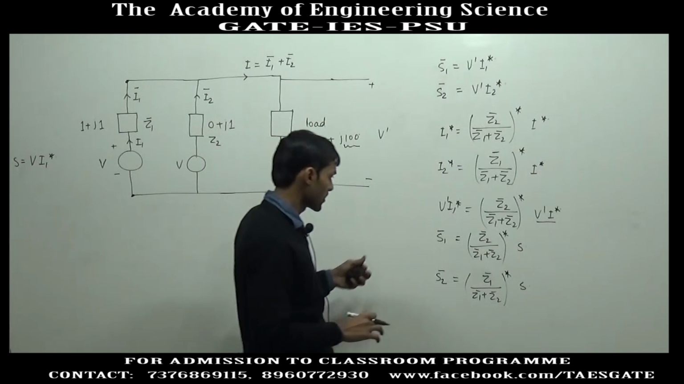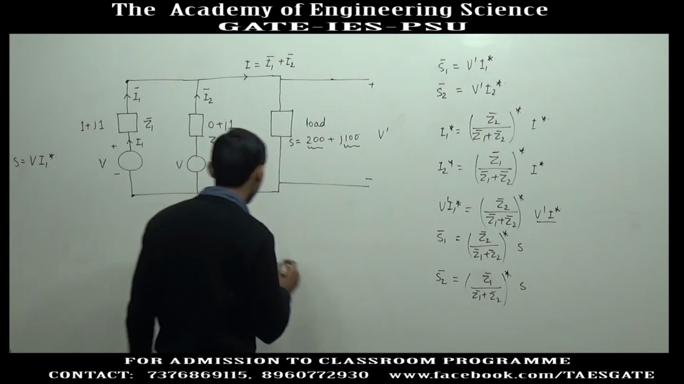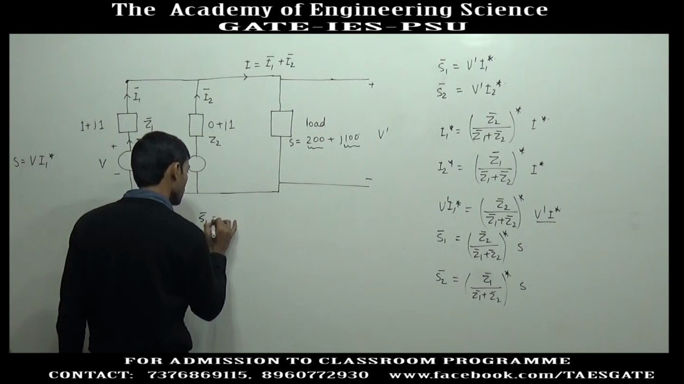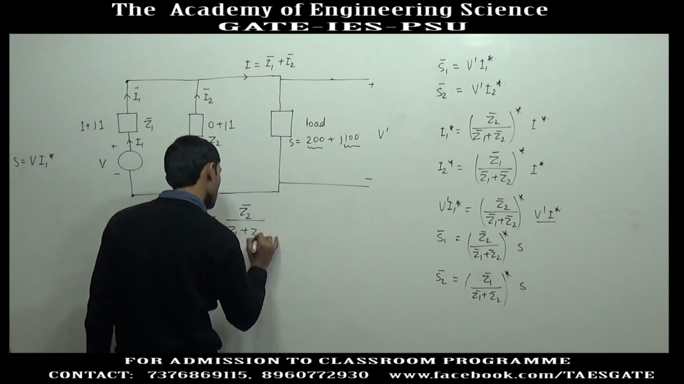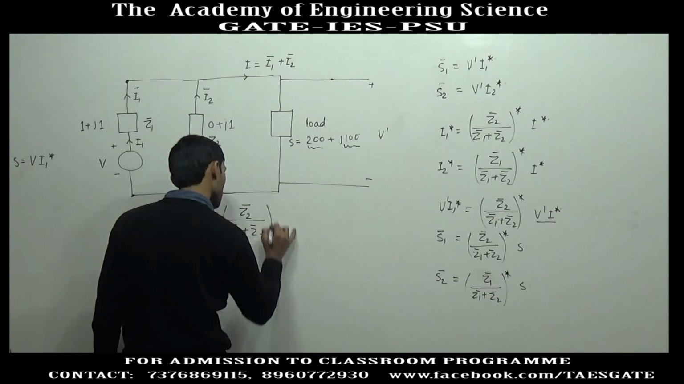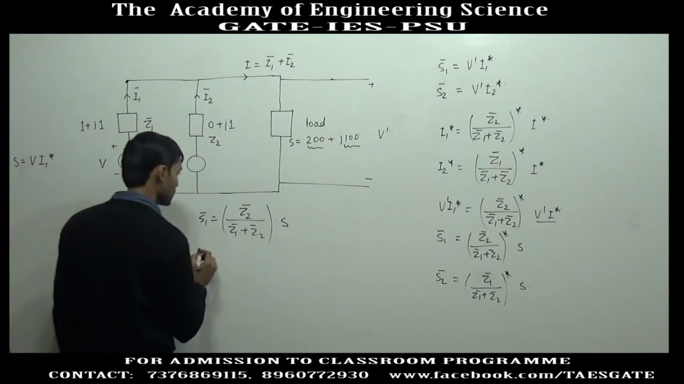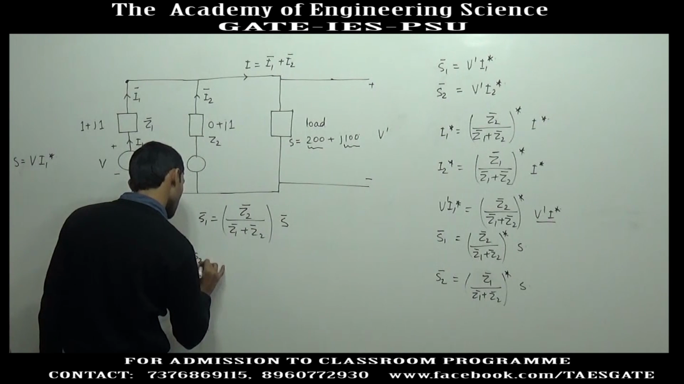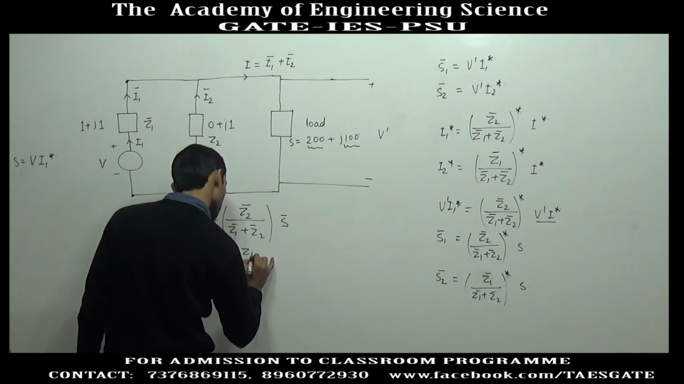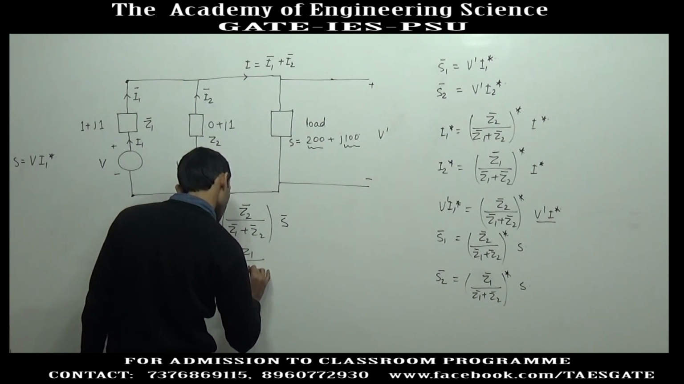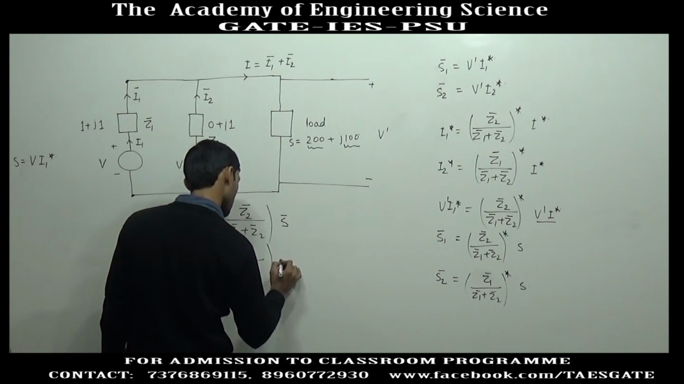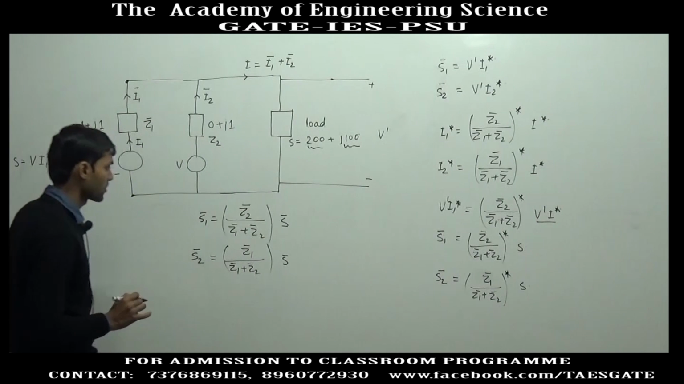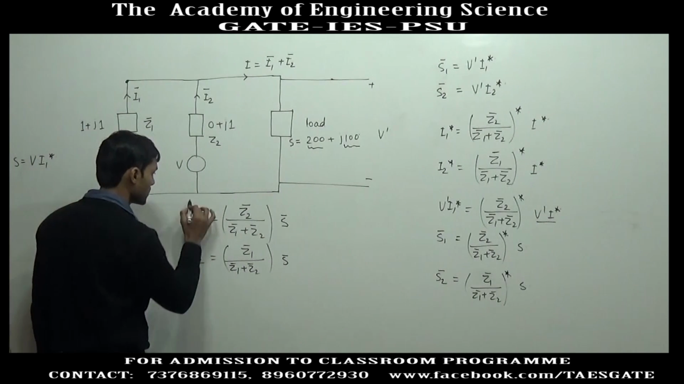In PS Bimra, this expression is written as S1 bar is equal to Z2 divided by Z1 plus Z2 into S vector, and S2 vector is equal to Z1 divided by Z1 plus Z2 into S vector. But I do not agree with this expression.